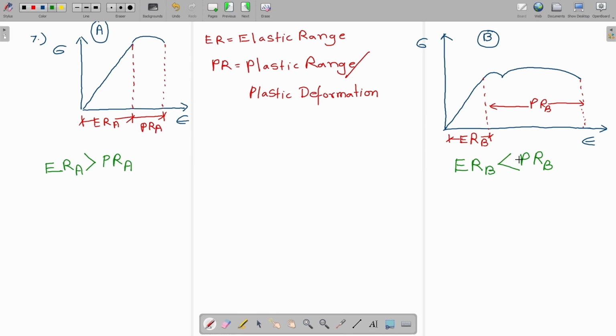Now, why we are concerned with the plastic range and the elastic range is that the question here asks which is the brittlest material. Now, what does brittleness mean? Brittleness means less plastic deformation.